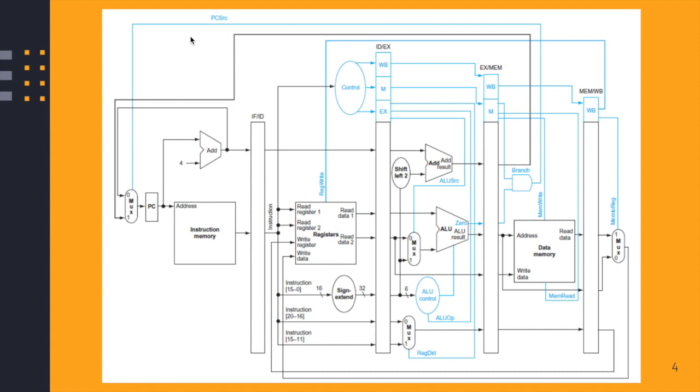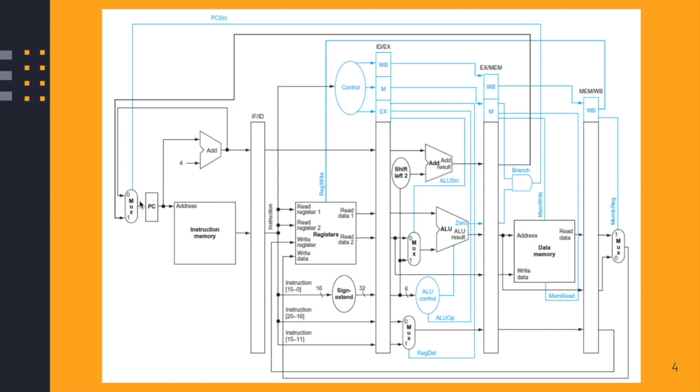And this PC source will tell us whether we are going to take the PC+4 or we are going to take the branch address value and update the PC with this value. And actually in your project you need to also implement the jump logic. So the control unit will generate a jump signal, and we'll have another multiplexer after this multiplexer.